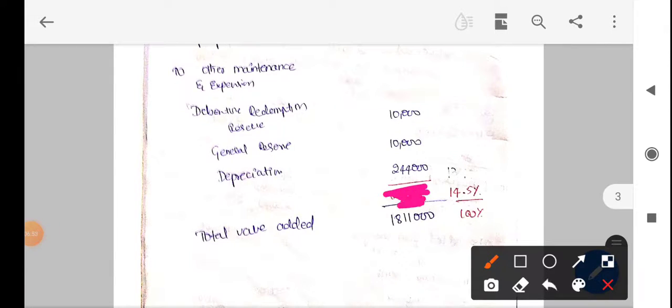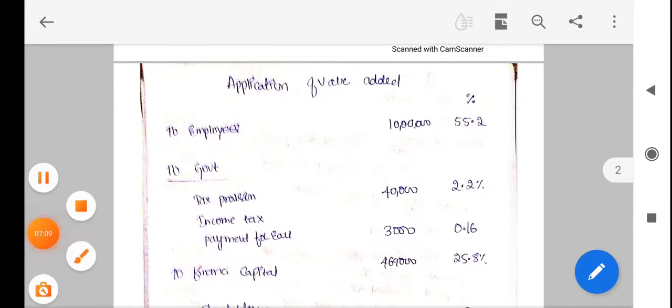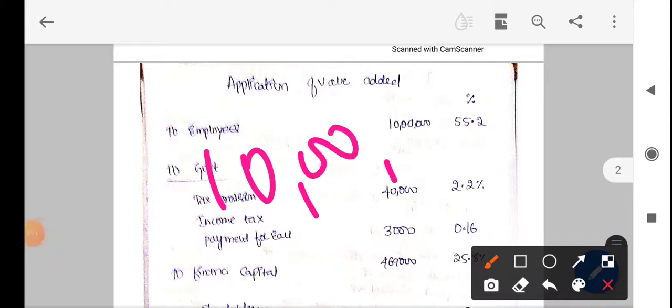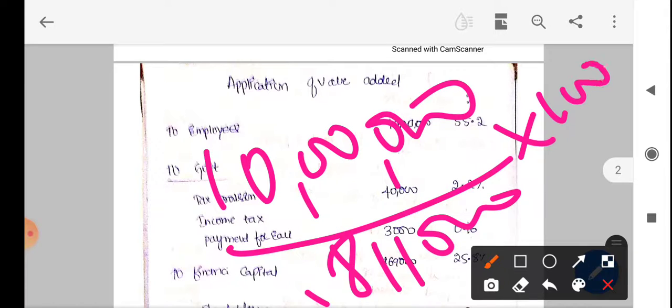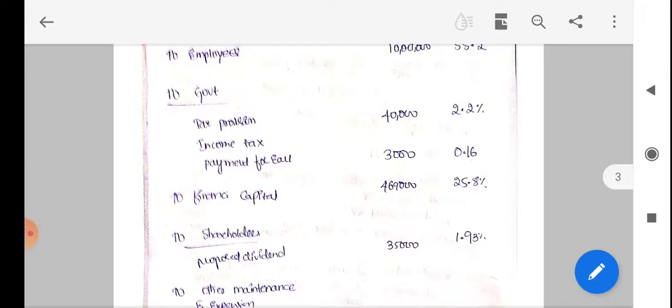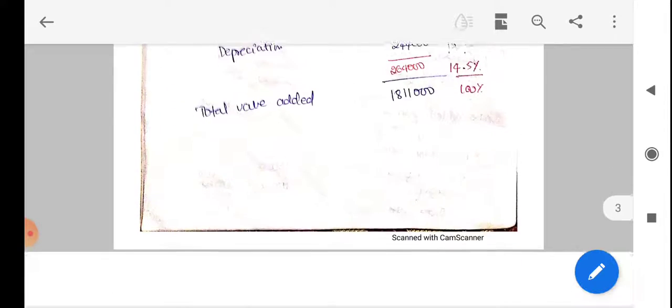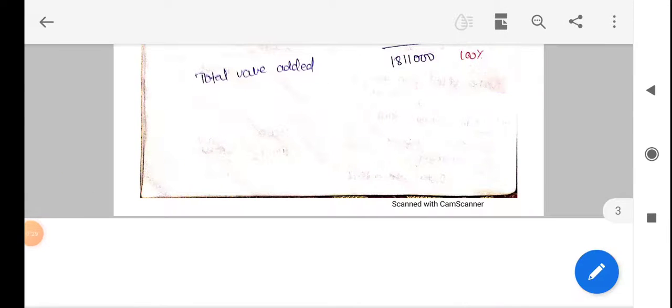Please ignore those things because I have applied that second adjustment of depreciation. So the tallied amount will be that one. The way of calculating the percentages is to divide this particular thing by the total, that is 10 lakh by 18,11,000 into 100. It will be 55.2%. Same way you have to do all the things, and the total should be 100%. So this is all about this problem.